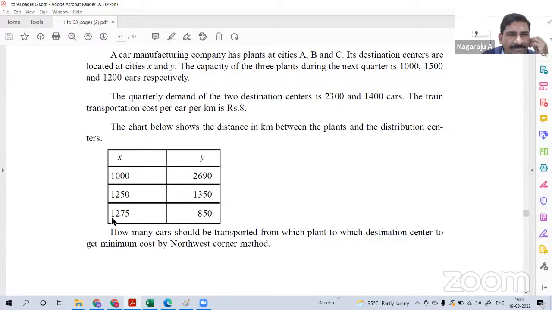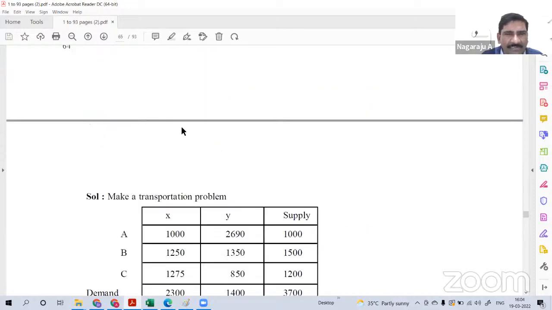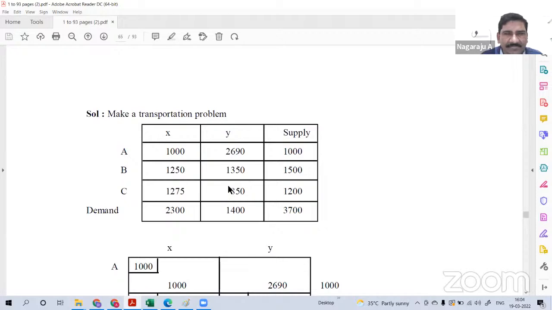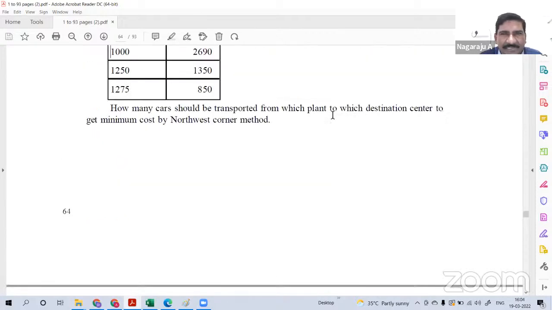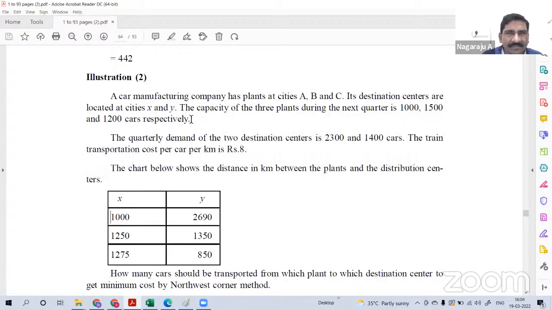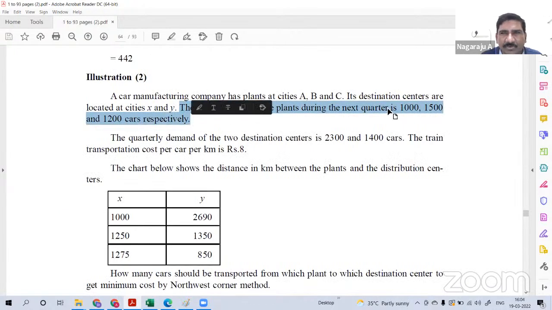Now here 1250 and 1275, and for Y also 2690, 1350 and 850. Now here I am taking X and Y. The demand and supplies are mentioned on the outside sides. Here you can see that. This comes to the next quadrant.